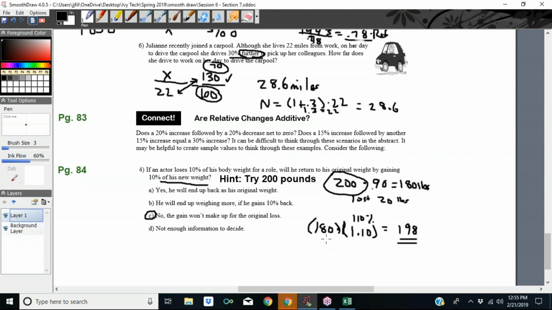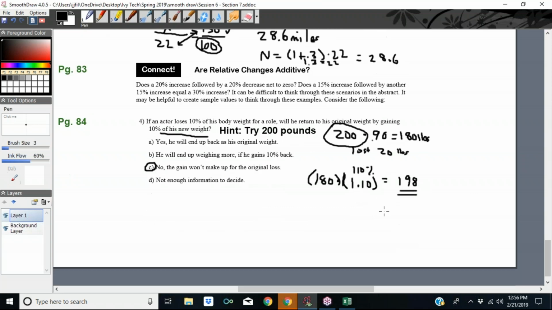So a 10% decrease followed by a 10% increase does not get you back to your original. So think about that. If your boss said, hey, we're going to give you a 10% decrease in pay this year because we're struggling, but next year we'll give you a 10% increase. Well, guess what? Next year when you get that 10% increase, it's not going to be what you were making before the 10% decrease. All right, so just some things to think about.